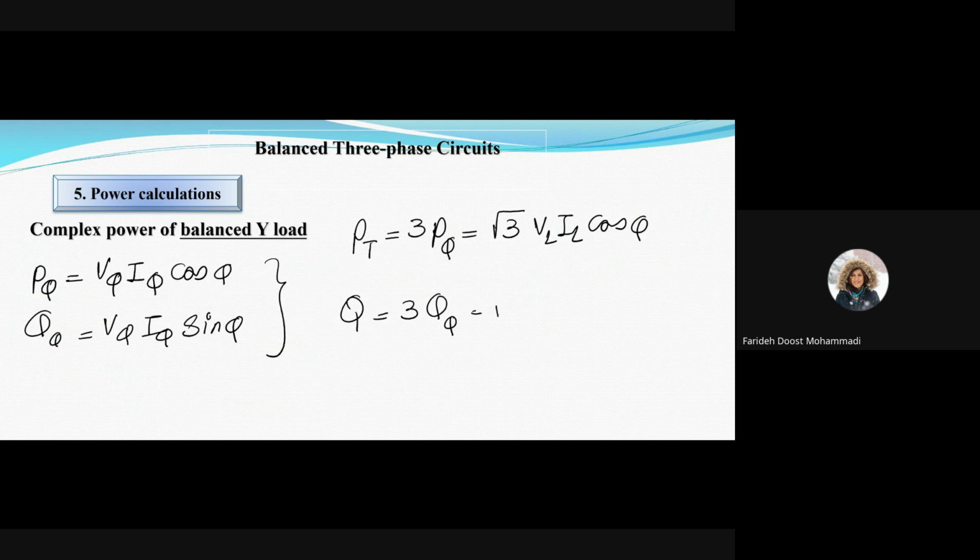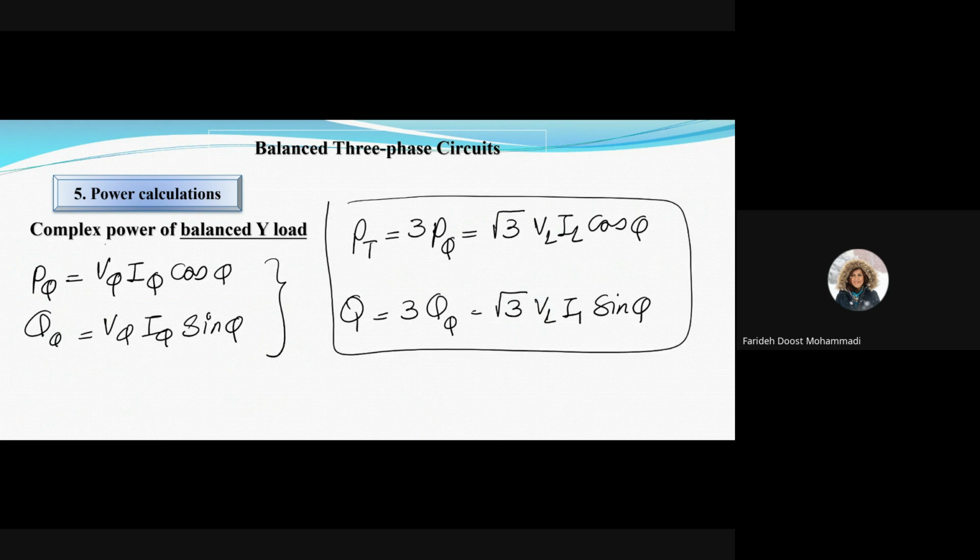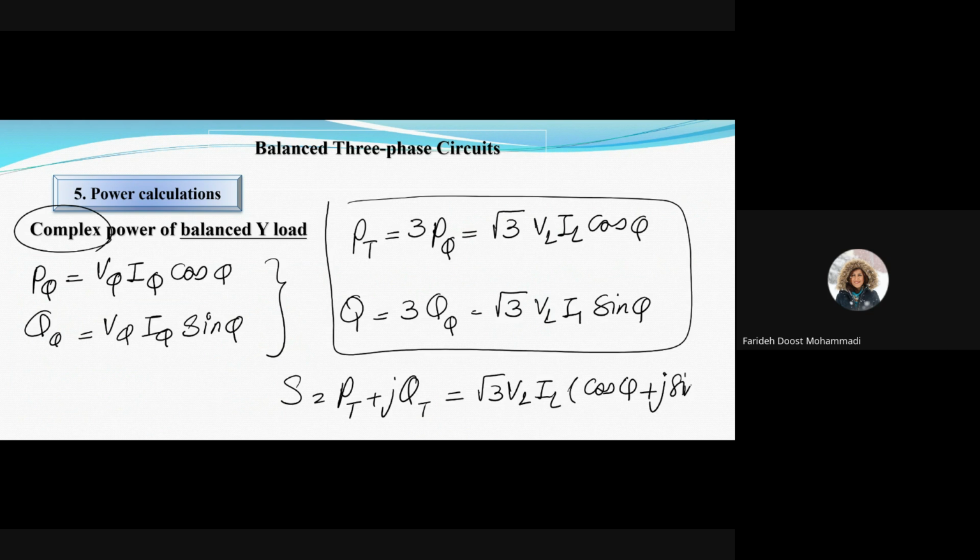So if I'm looking for P total, I can go with 3 times the one-phase power, and that is equal to radical 3 VLIL cosine of phi. And for Q, it's going to be 3 multiplied by one-phase reactive power, which is radical 3 VLIL sine of this angle. Now, if I need to have the complex power, then it's going to be P total plus JQ total. And that would be radical 3 VLIL multiplied by cosine of phi plus J sine of phi. And this is basically one with an angle of phi.